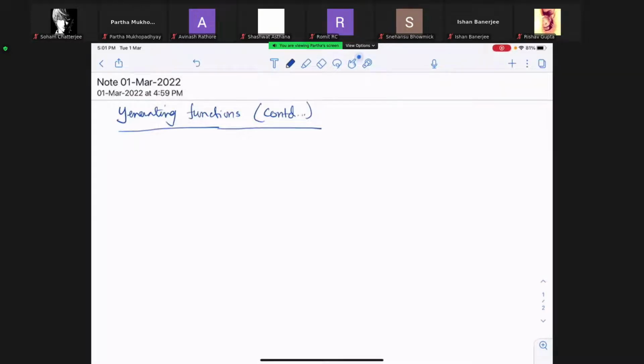We'll continue again on graph theory. In fact, one could say many things about generating functions. One can stretch it over many classes, but since our time is bounded, we will not do that. So we'll do a few more things and then move to the graphs. Okay, so let's start.